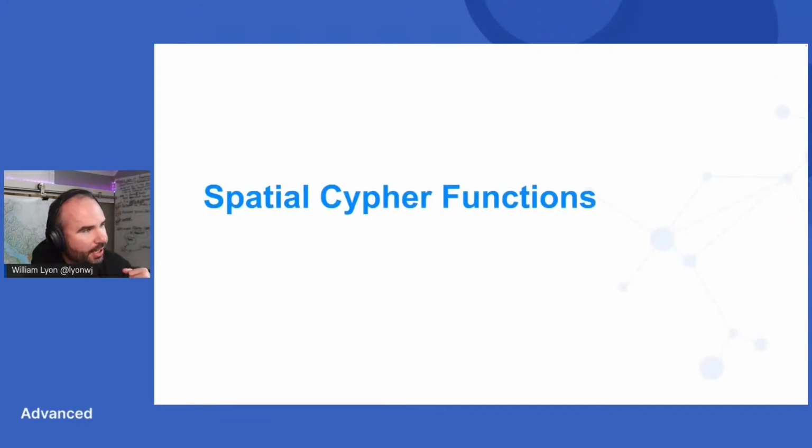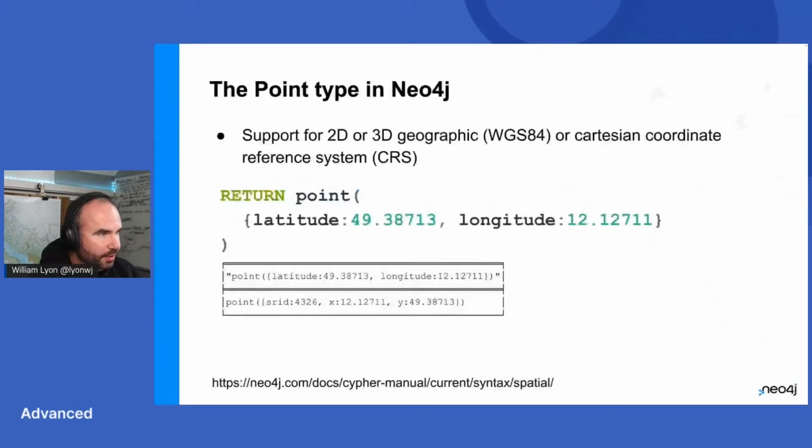But first, let's back up and talk about some of the functionality in Cypher for working with spatial data. So Cypher supports a 2D or 3D point type with either a geographic or Cartesian coordinate reference system. When we say geographic coordinate reference system, we're talking about latitude and longitude. And with the Cartesian coordinate reference system, that's sort of a bring your own domain. So if we're working with geospatial data, we're probably going to want to use the geographic points.